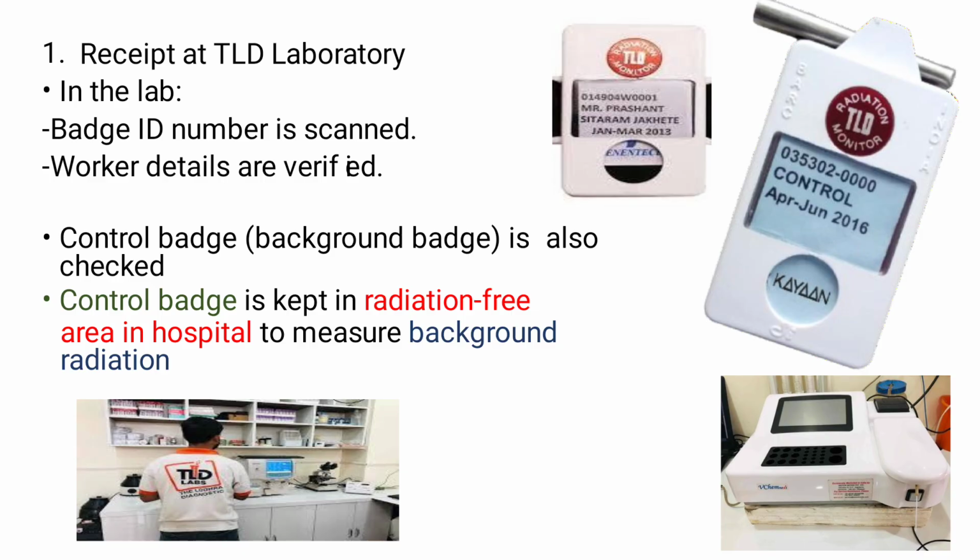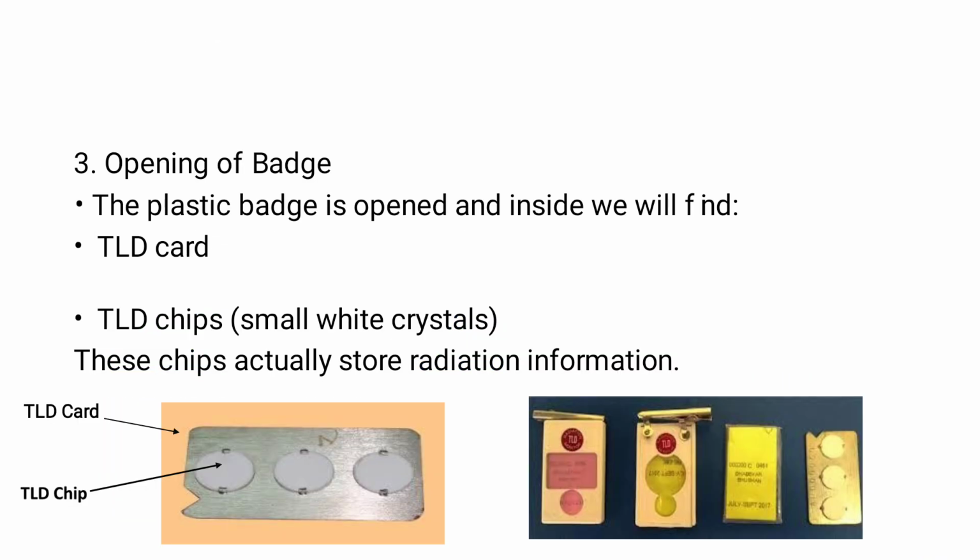The batches are scanned as per the worker details, and the control batch is sent along with the batches. So what actually is a control batch? A control batch is also called a background batch. It measures the radiation received from outside the scanner room. The control batch is kept in radiation-free areas in hospitals, and it measures the background radiation.